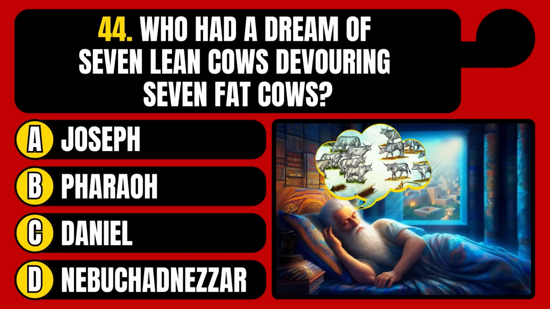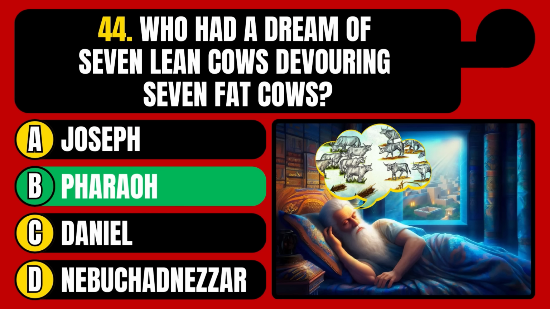Who had a dream of 7 lean cows devouring 7 fat cows? Joseph, Pharaoh, Daniel, or Nebuchadnezzar? The correct answer is option B, Pharaoh.